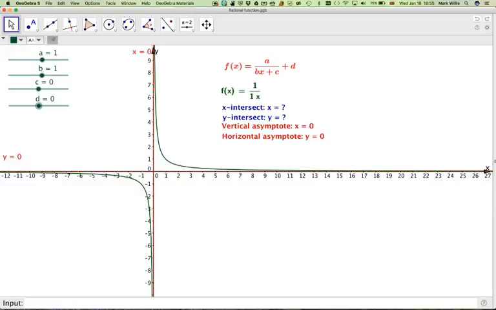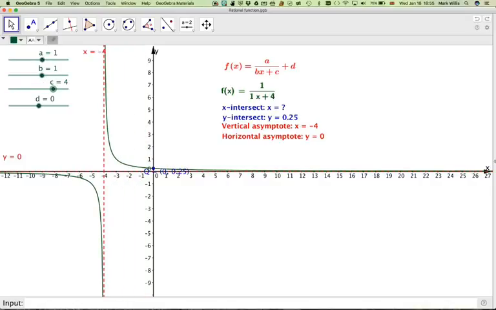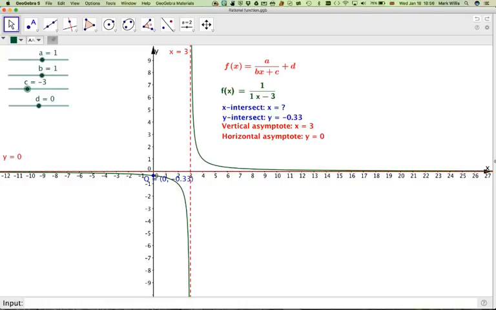Now, if we introduce a c, I'll put c as 4, and what happens is the vertical asymptote is going to move 4 units this way. So when this is plus 4, the asymptote will be at x equals minus 4. And if I make c go the other way, like minus 3, the asymptote becomes x equals plus 3. This is the vertical asymptote. Why? Because in here you need to put in 3, and 3 minus 3 gives 0, so that's why it's plus 3.